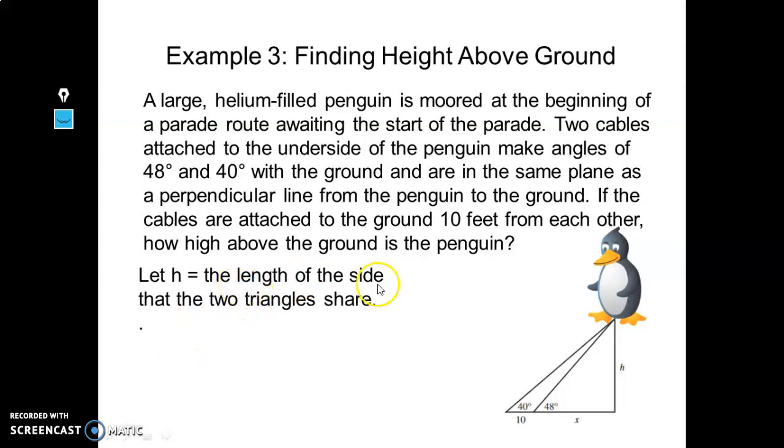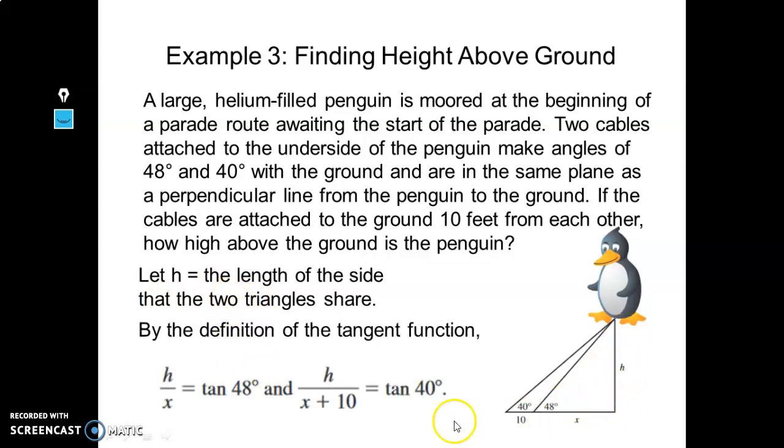So h equals the length of the side that the two triangles share. And so that would be this side. They're sharing this side. Nope, sorry. H is equal to the height. Oops, my bad on that. H is equal to the height. I don't know why we just didn't say that there. Okay.